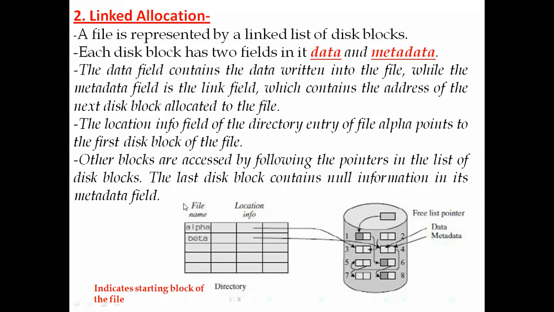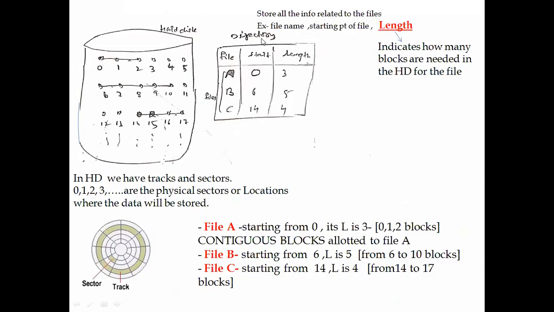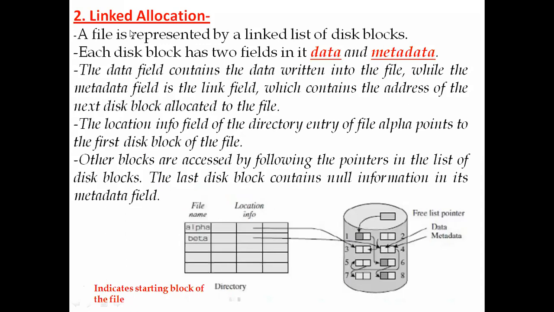Similar to the previous figure, where we had a directory, the same directory will be there in linked allocation. In linked allocation, the directory stores the file name; for example, alpha and beta are two files. Along with that, the location information is also indicated in the directory entry. The location information field of the directory entry of the file alpha points to the first disk block of the file.